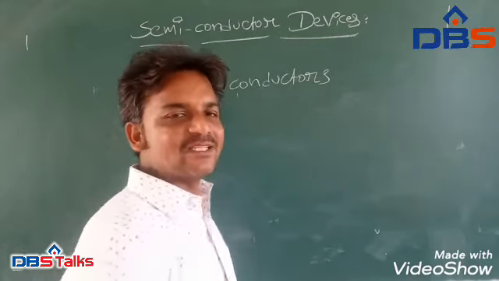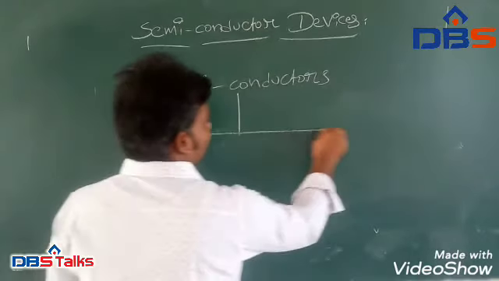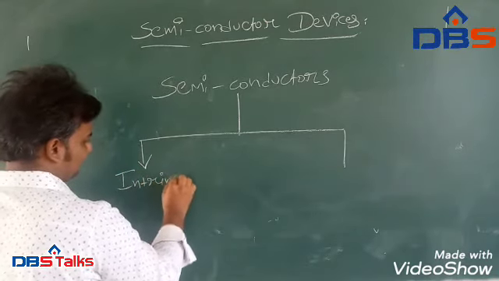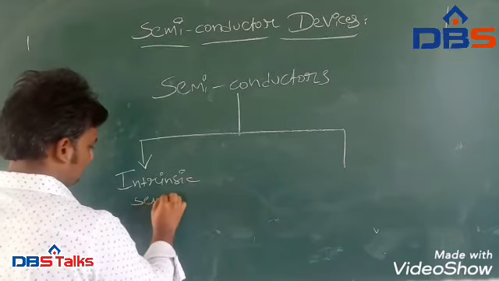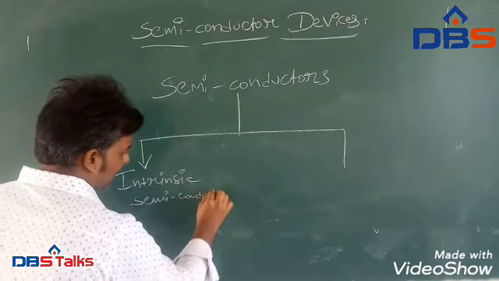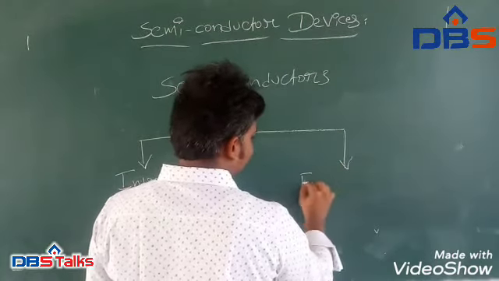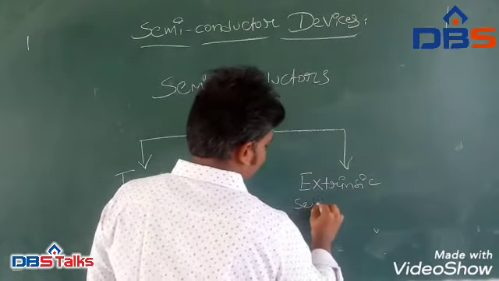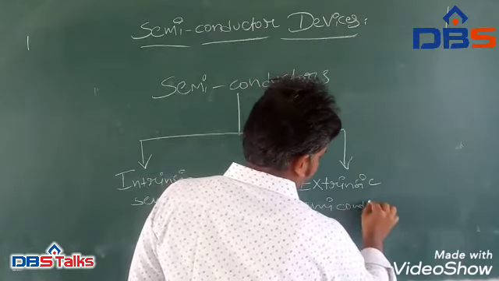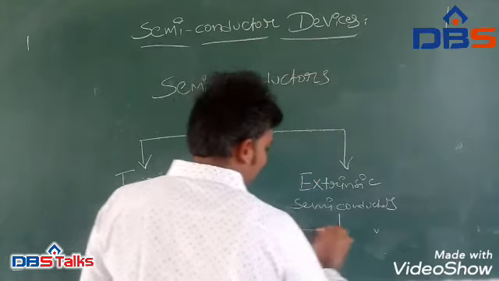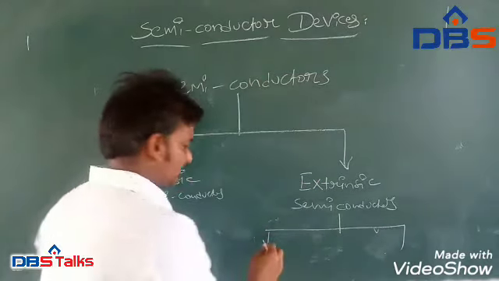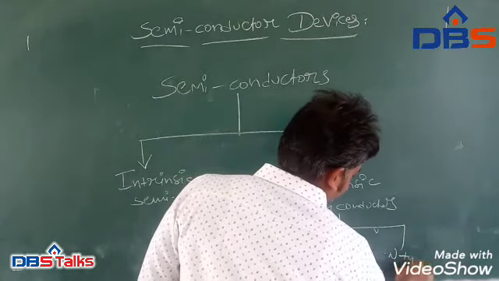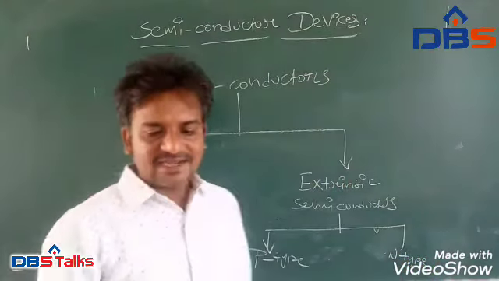Semiconductors are mainly divided into two types. They are, first one, intrinsic semiconductors, and next one is extrinsic semiconductors. Again, the extrinsic semiconductors will be divided into two types. They are P type and another one is N type.